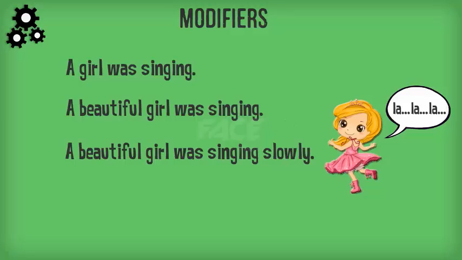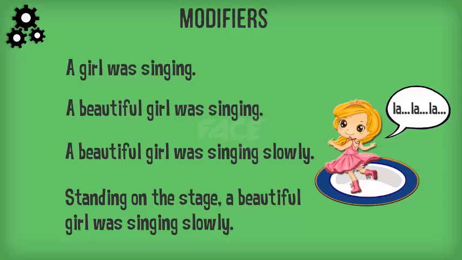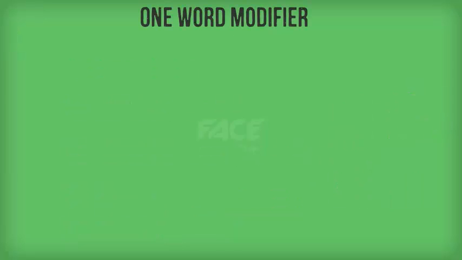So, what about: standing on the stage, a beautiful girl was singing slowly? Standing on the stage gives even more information about the girl. This is an example of a phrasal modifier. Now the sentence is completely alive. Do you now understand why I call the initial sentence dead? Let us take a look at one-word modifiers.